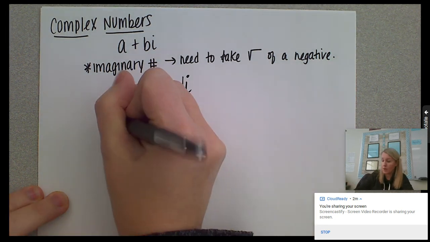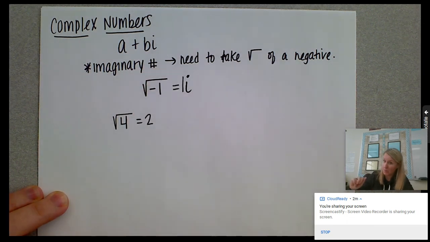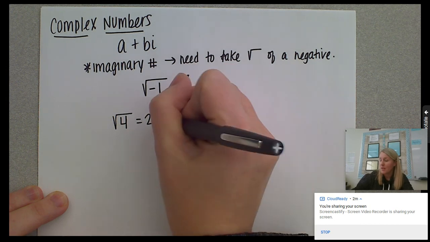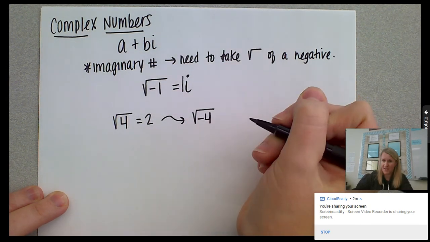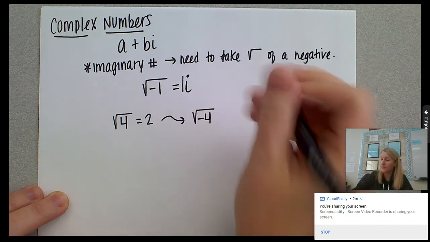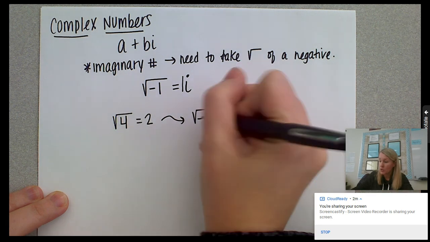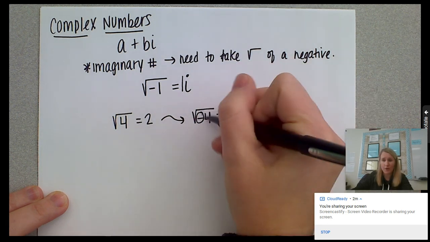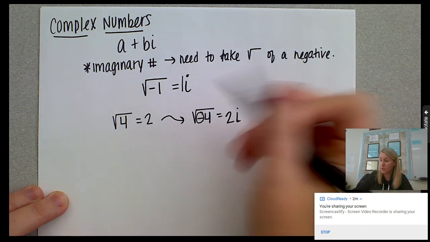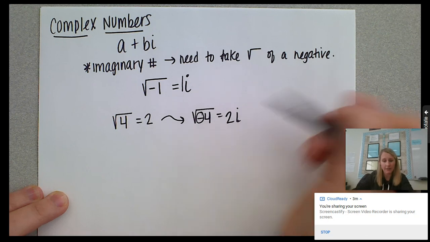If I said the square root of 4, you would say that's 2. Okay, we're starting off real hard here. But if I said the square root of -4, in the past you'd be like, I can't do that. Yes, you can. That would be 2i. Basically the negative becomes the i, and then you just take the square root of the number like you normally would. So the square root of 4 is 2, but the square root of -4 is 2i.